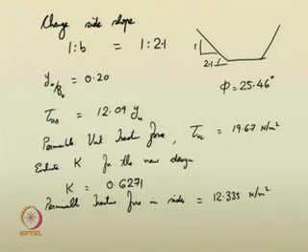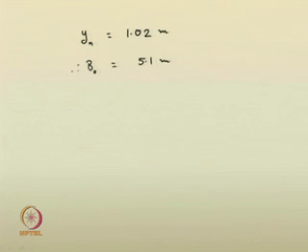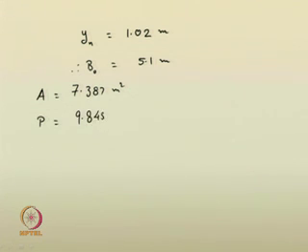So, again equate this quantity with this relationship, you will get the new normal depth equal to 1.02 meter. Therefore, the corresponding width of the channel will be 5.1 meter. Area when computed was observed to be 7.387 meter square. Wetted perimeter P is equal to 9.845 meter.